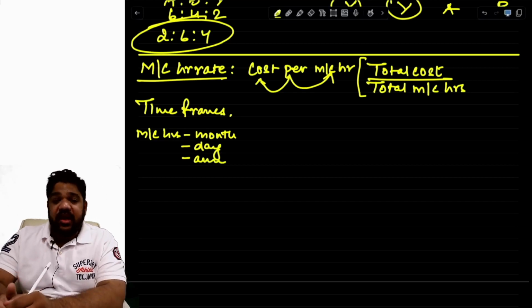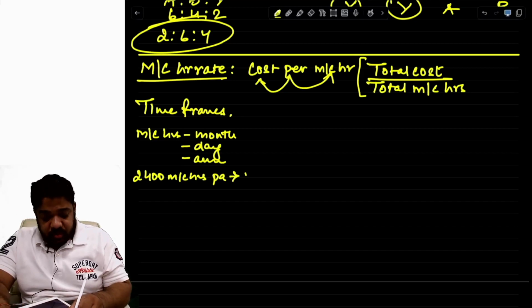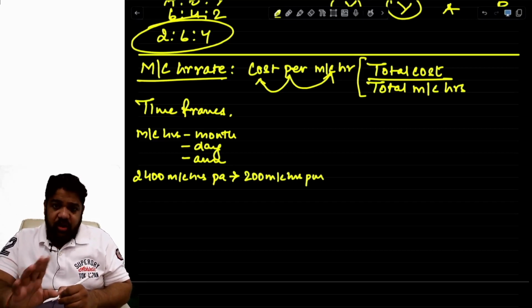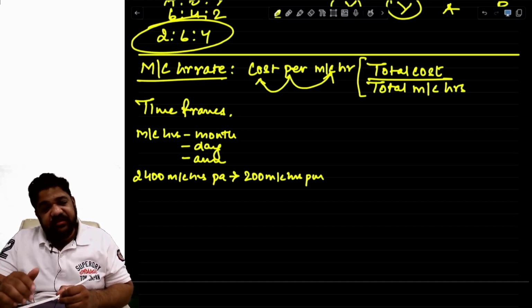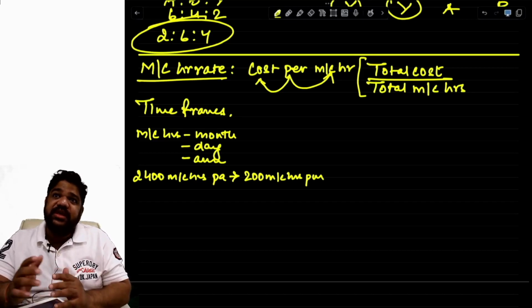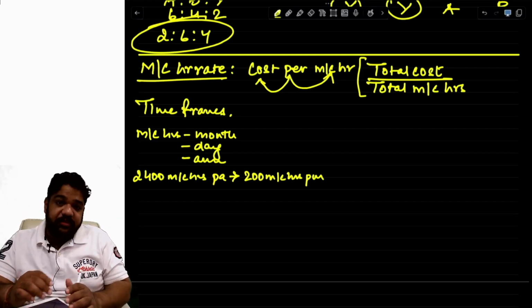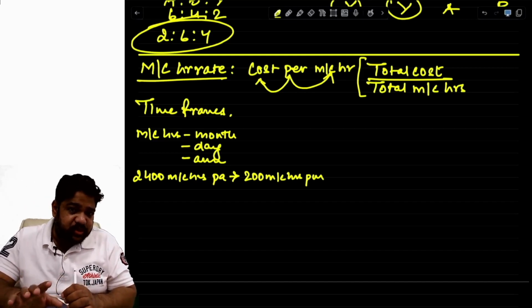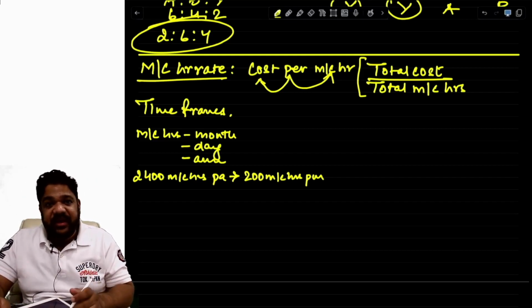Why? Because 2400 machine hours per annum is not equal to 200 machine hours per month. Okay, that's not how it works. The 200 machine hours per month that you can mathematically derive does not happen, particularly in machine hours, because there are periods of demand and slack. So, in periods of demand, you may actually want to work for 400 machine hours in a month as well. And in periods of slack, you may not want to work for 200 machine hours in a month as well. Okay, so it varies. And since it varies, you can't really mathematically derive and find a number.